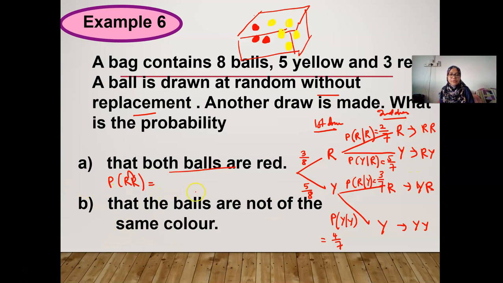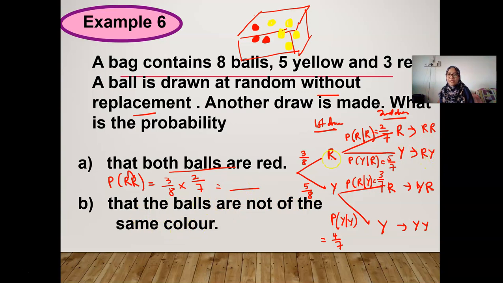Alright. So the first question is asking you to have red and red. So we just multiply 3/8 multiply with 2/7. Then you get the answer. That the balls are not of the same color.